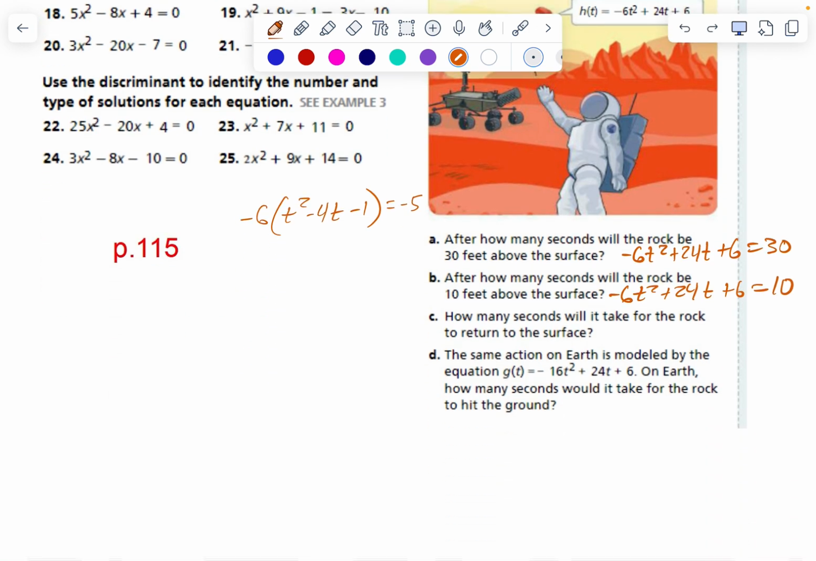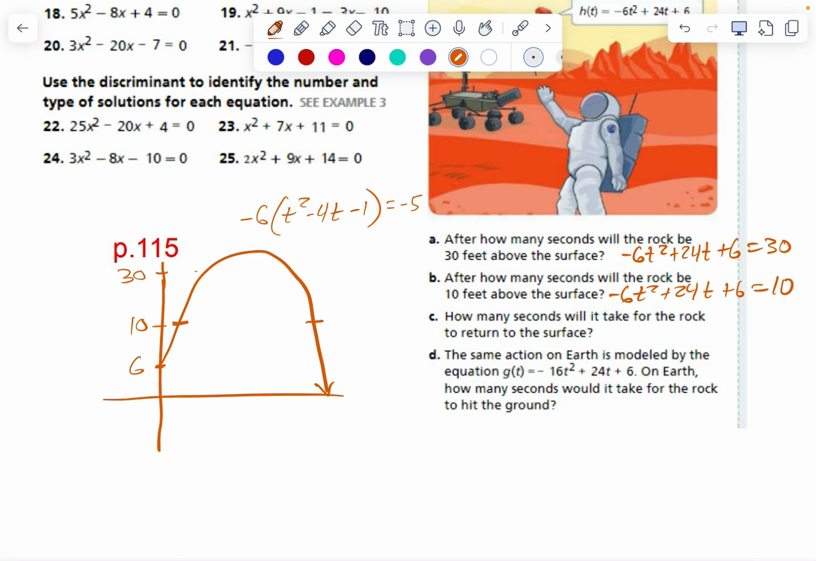So how many answers could you expect potentially for both 30 and 10? 2, right? If we just kind of think of it as this kind of parabola, it could pass through 10 twice. And maybe up here, this is through 30 twice. Okay? So looking for 2 answers. That's that plus and minus, potentially.